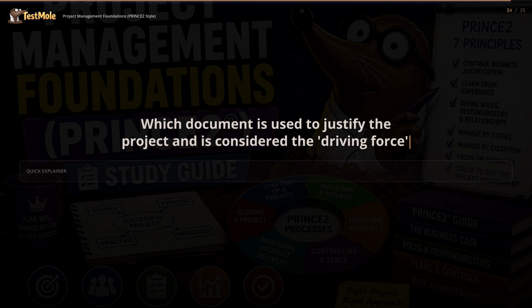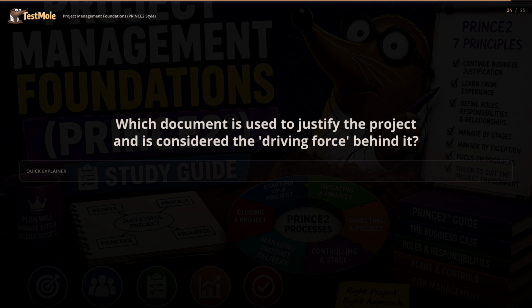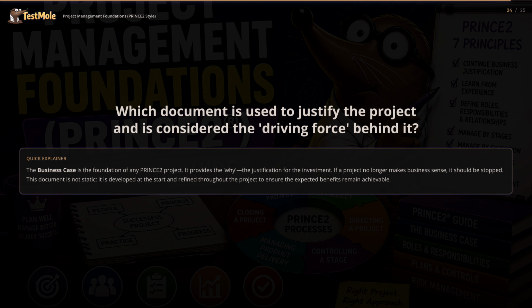Which document is used to justify the project and is considered the driving force behind it? The business case is the foundation of any PRINCE2 project. It provides the why, the justification for the investment. If a project no longer makes business sense, it should be stopped. This document is not static. It is developed at the start and refined throughout the project to ensure the expected benefits remain achievable.